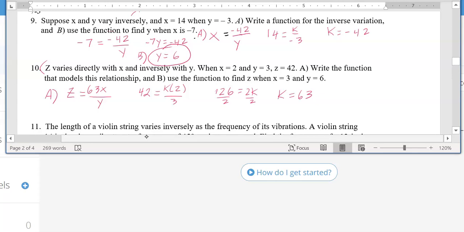Find z when x is 3 and y is 6. All right, so here's my part B. Find z if x is 3 and y is 6. So since these are factors, 63 times 3, you can actually do some canceling here. You can make this become 1 and this become 2. So you have 63 over 2, which would be fine if you wanted to leave your answer that way. Or you could go to your calculator and make it 31.5.